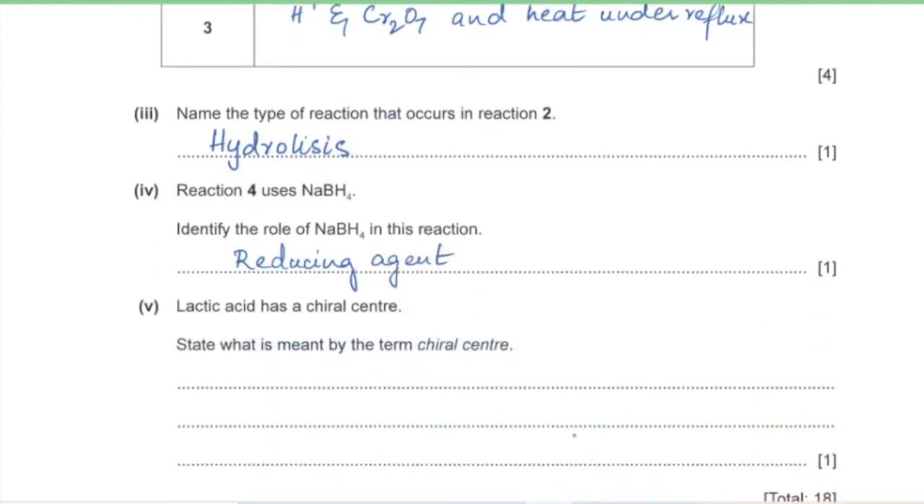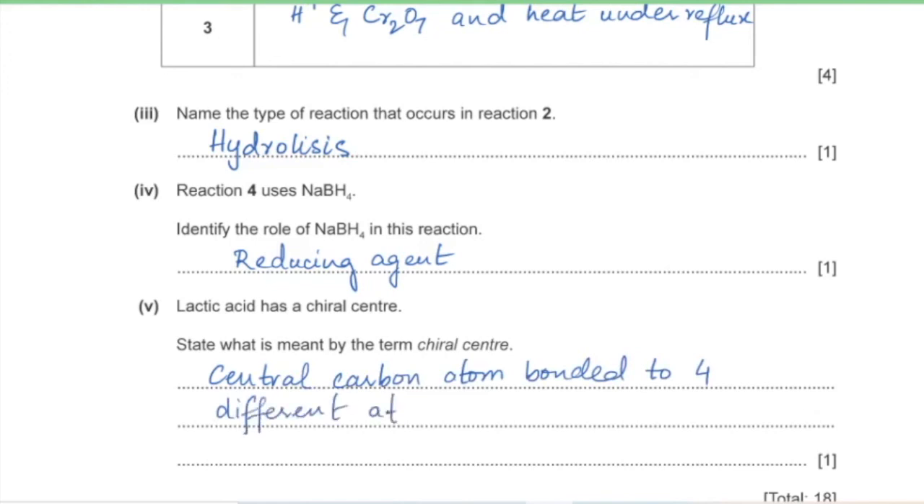Part 5, lactic acid has a chiral center. State what is meant by the term chiral center. So this is a central carbon atom bonded to 4 different atoms or group of atoms.